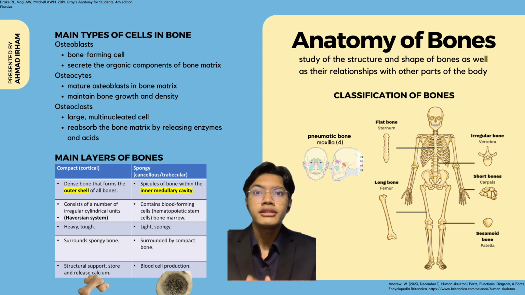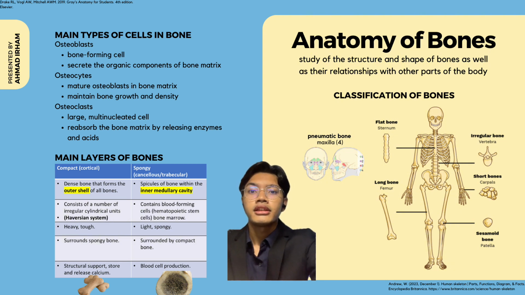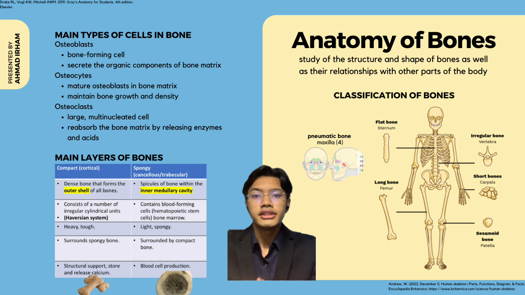And there are 3 main types of cell in the bone. The first is the osteoblast, the bone forming cell. It secretes the organic component of the bone matrix. The second one is the osteocyte, which is a matured osteoblast in the bone matrix. It maintains the bone growth and density. And the last type of cell in the bone is the osteoclast. It is a large and multinucleated cell. Its function is to reabsorb the bone matrix by releasing enzyme and acid.